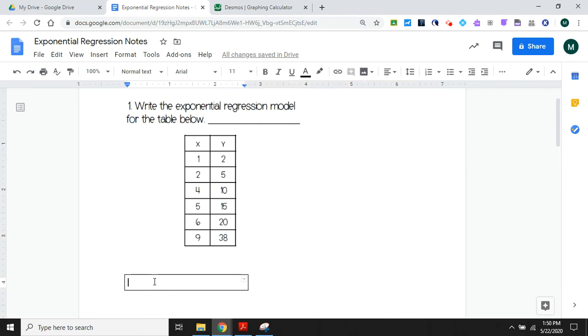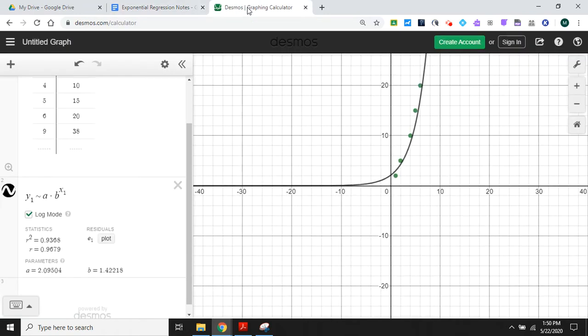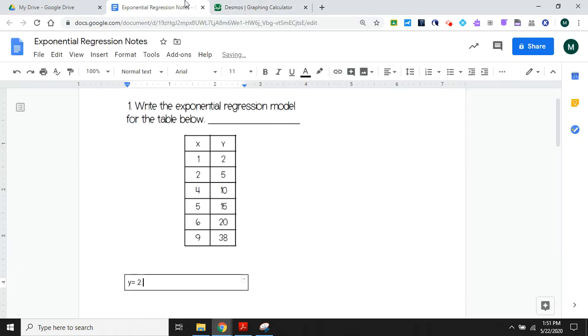A couple different ways that you can do this. So y equals 2.1 times, or we can put parentheses, 1.4, and then I do control period to get my exponent, and then just put in an x, control period to get it out of the exponent. So there's our model for this table.